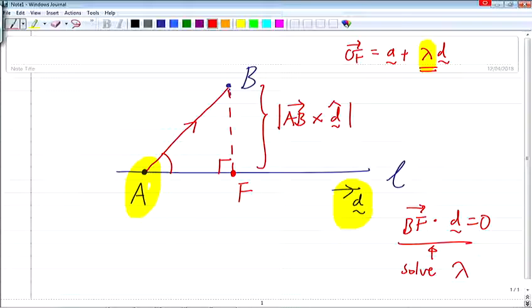If the question asks you to find the projection of AB onto the line, this is the projection. This is just AB dot D cap, if I want to find the length of projection of AB onto the line. So these are the standard questions when it comes to point and line.